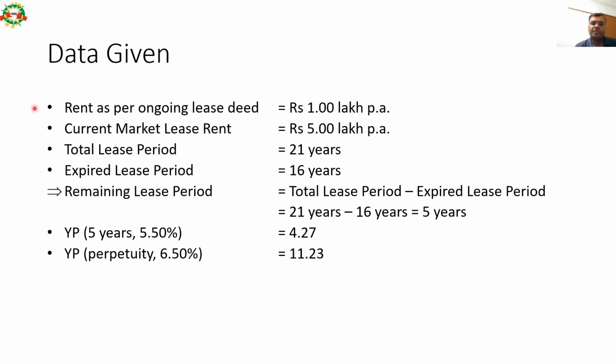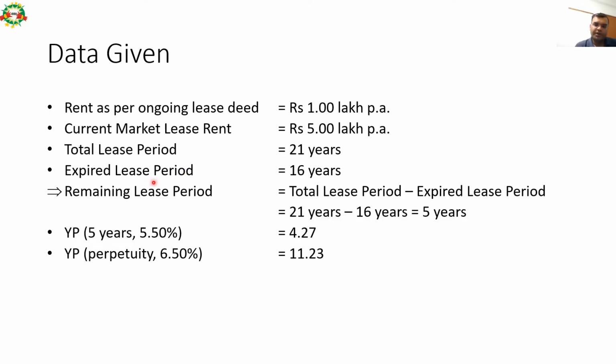As I always say, always try to write the data given in the question first for simple understanding. So in this case, the rent as per the ongoing lease deed is 1 lakh rupees per annum. Since the lease was executed 16 years back, the current market lease rent of the property has increased to 5 lakh rupees per annum. This is the notional rent, the current rent, and this is the actual rent, 1 lakh rupees.